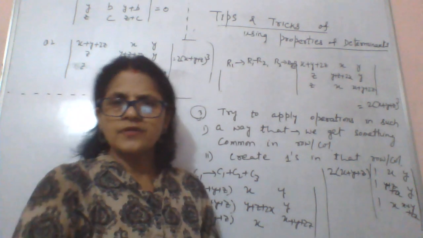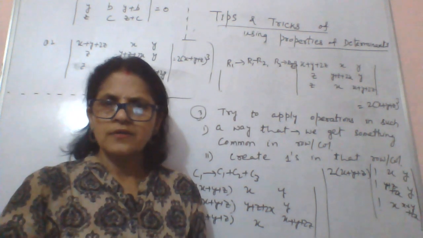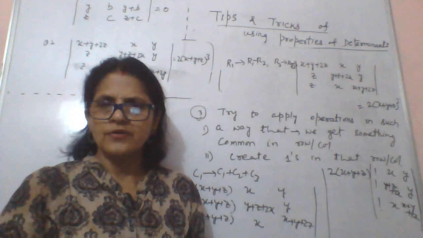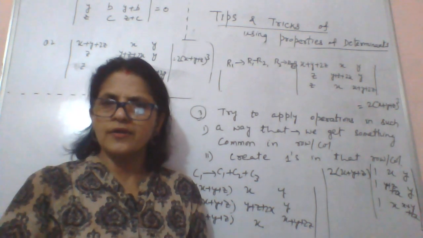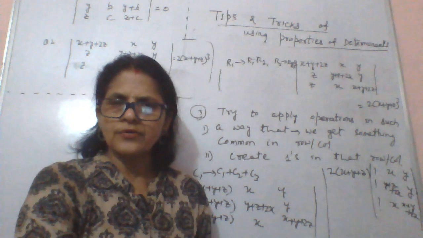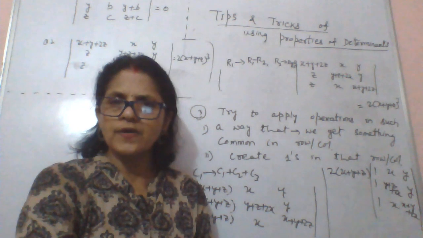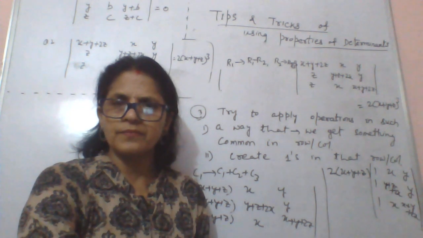And the fifth trick is expand from that row or column where you are getting zeros. Okay, the row or column which contains 0. So either you take row wise or column wise. The row or column which contains zeros, you can expand from that row or that column, right?